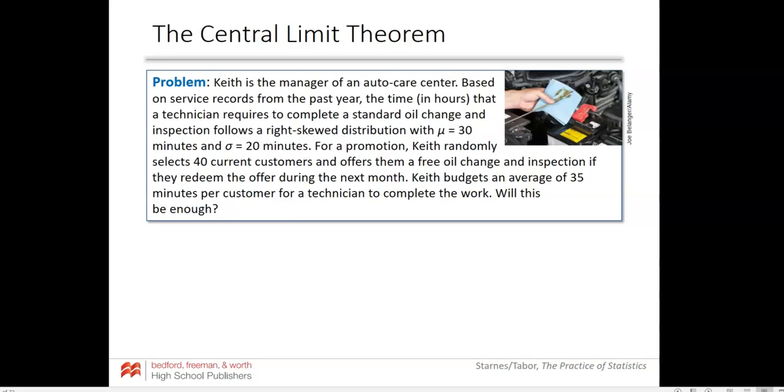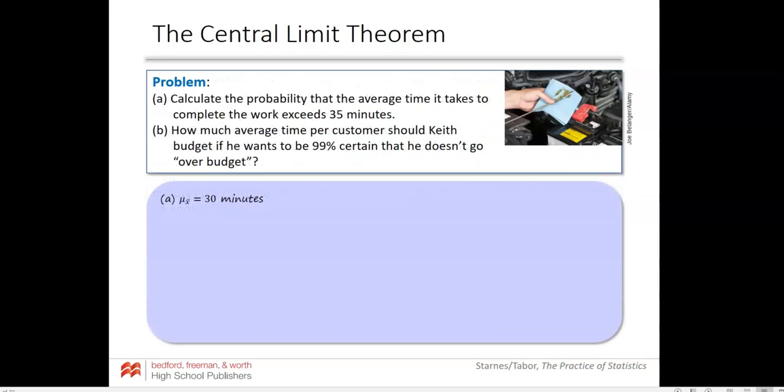For a promotion, Keith randomly selects 40 current customers and offers them a free oil change and inspection if they redeem the offer during the next month. Keith budgets an average of 35 minutes per customer for a technician to complete the work. That seems reasonable. The average is 30, so 35 is more than average, so that might be enough, but will it be enough in every case? I don't know about that, but it'd be enough in quite a few cases.